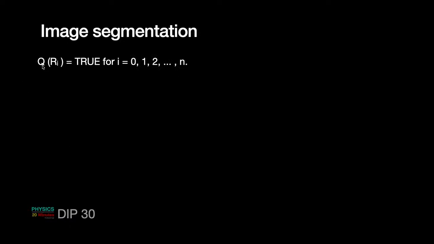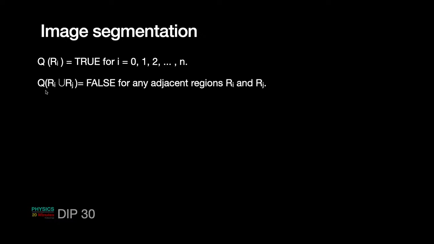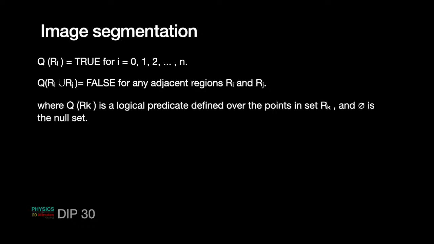As I said, the property Q that you satisfy for a given region must hold true for all the pixels in that particular region. While if you join that region with some other region, then the property must fail, or be false, because it is defined for a given region. If it also holds for some other region, then actually your total region is the sum of the two, not the individual one. So this is also another test condition for image segmentation.